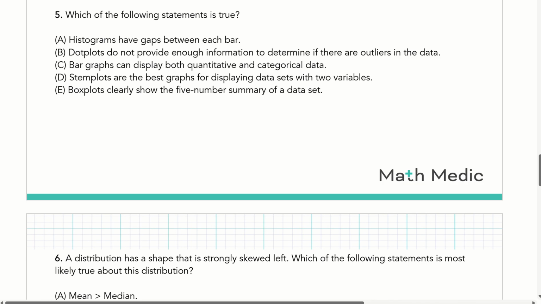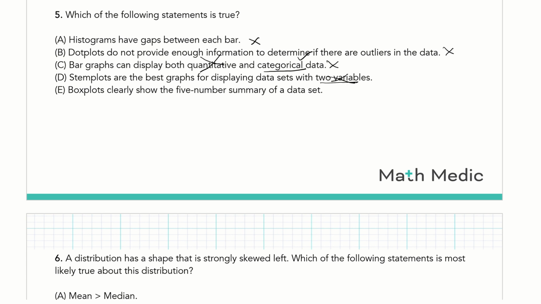Histograms have gaps between each bar. No, that's false. Dot plots do not provide enough information to determine if there are outliers. No, that's not true. Bar graphs can display both quantitative and categorical data. No. Bar graphs can only display categorical data, not quantitative data. We use histograms for quantitative. Stem plots are the best graphs for displaying data sets with 2 variables. No.